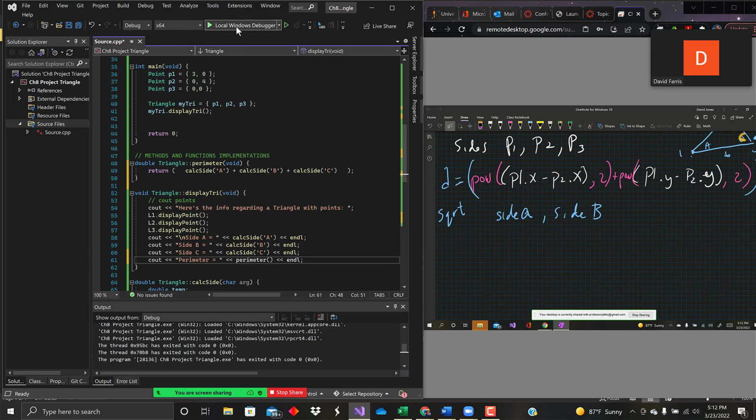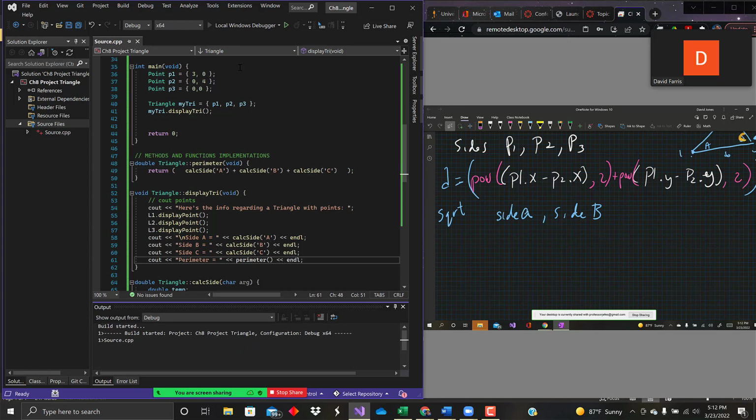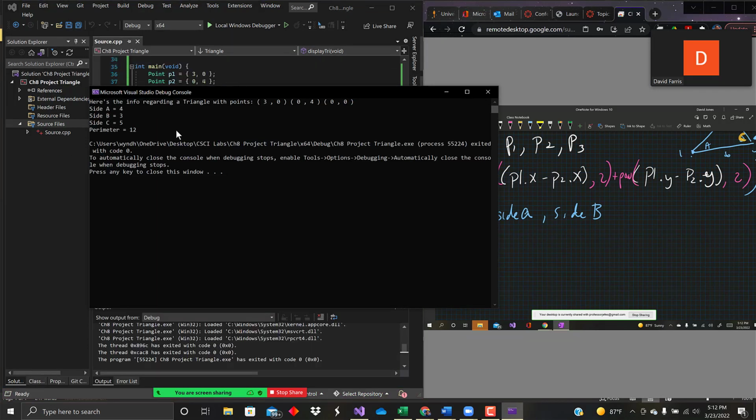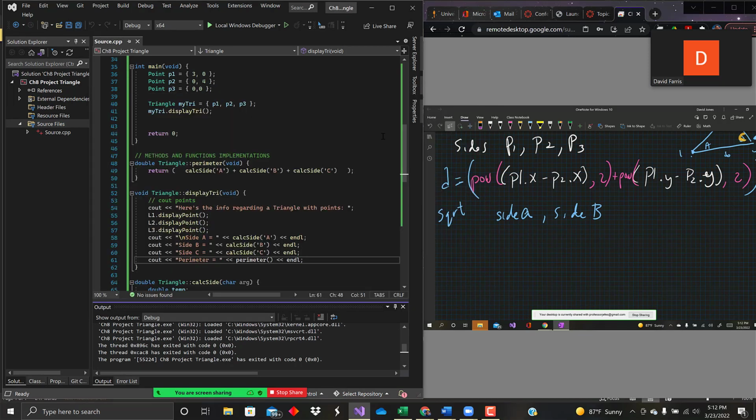Perimeter is easy, right? That's easy. 3, 4, 5 is 12, yeah. They average to 4, so 4 times 3 is 12. All right, so this is working on that. We'll try it with non-right triangles in a bit. There's no reason to think this won't work, though.